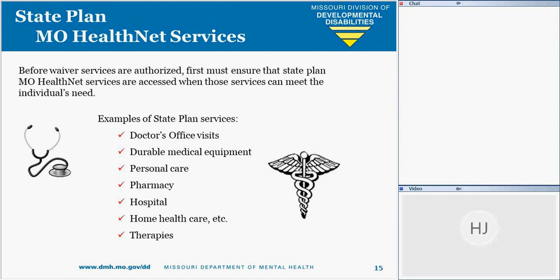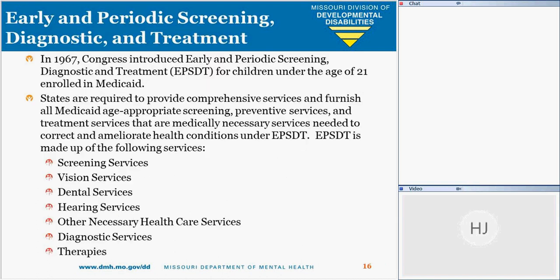So, waiver services and state plan services. CMS also requires that state plan services are accessed prior to using any Medicaid waiver services. So the examples we have listed out here would be doctor's office visits, durable medical equipment, personal care, pharmacy, hospital, home health, and therapies. So we have to use the state plan services before we utilize waiver services.